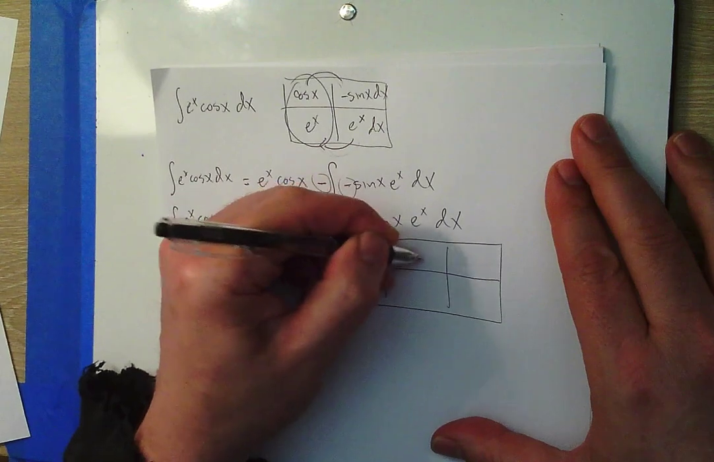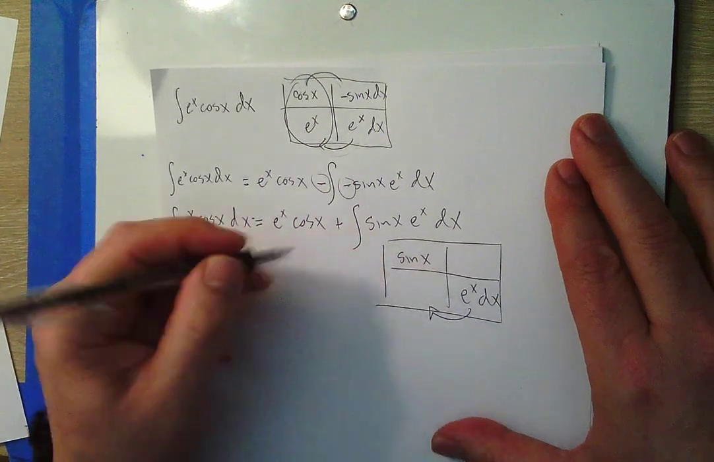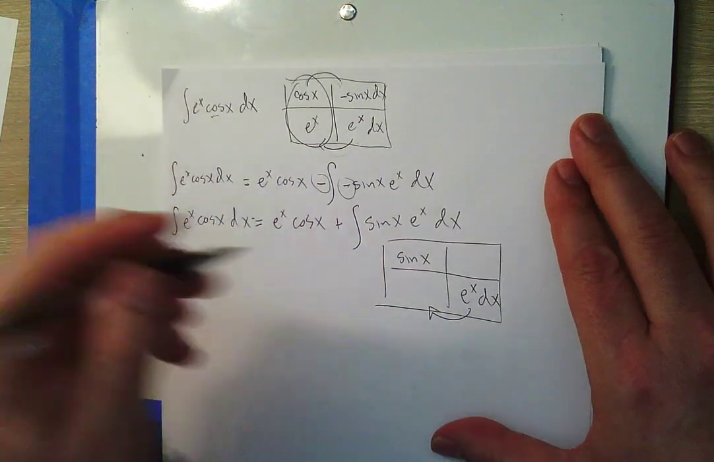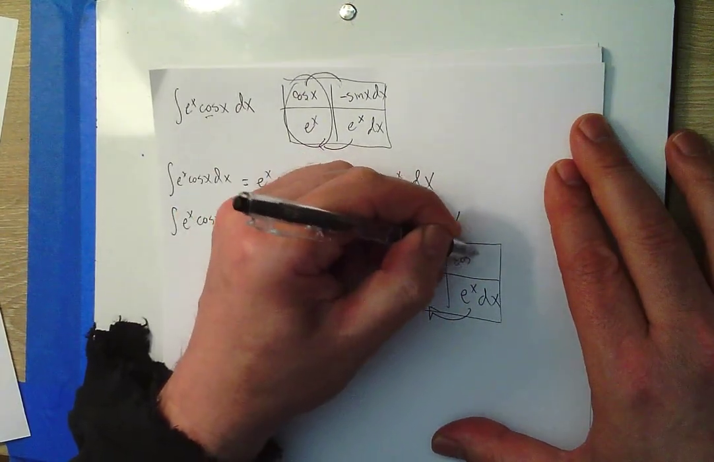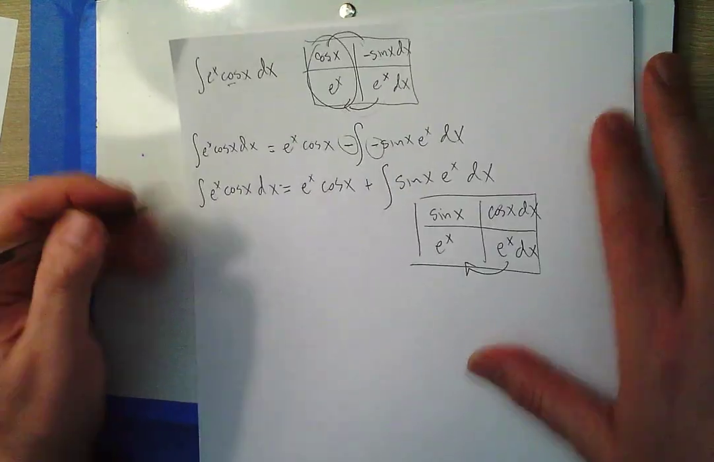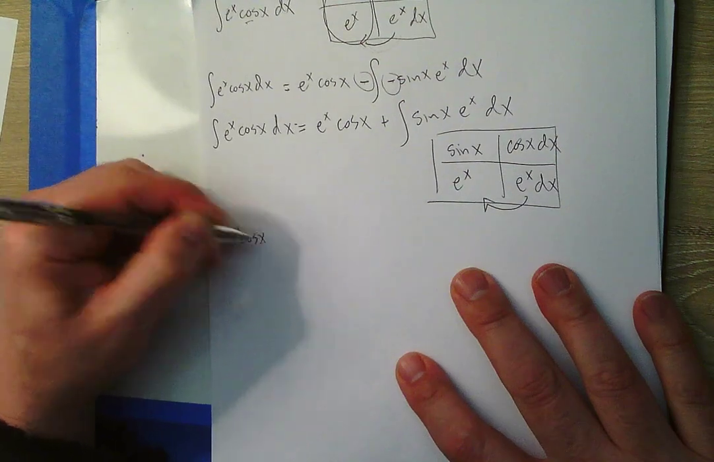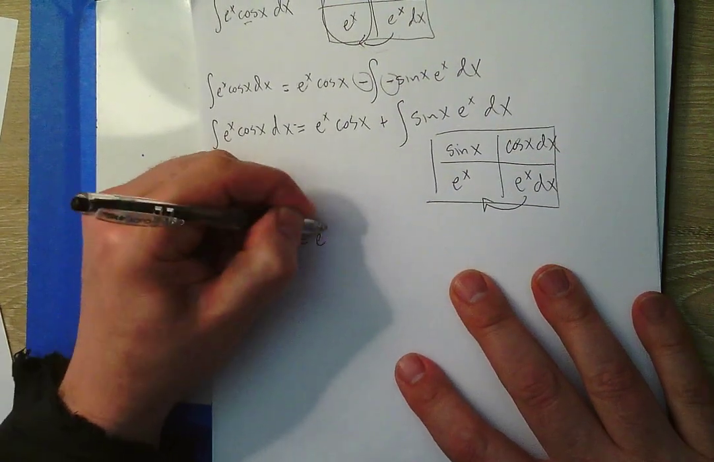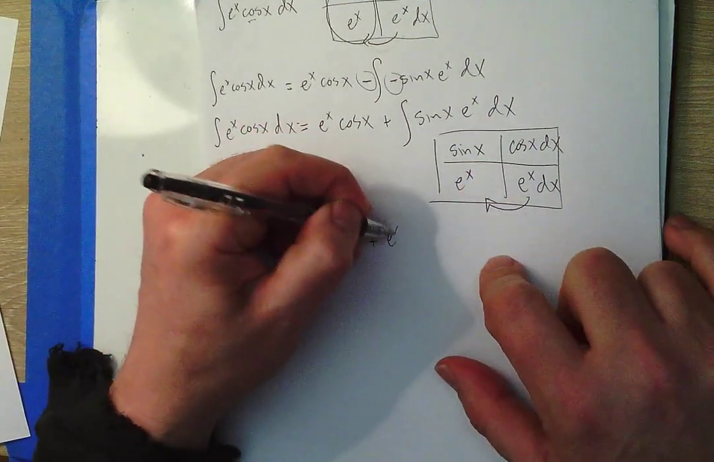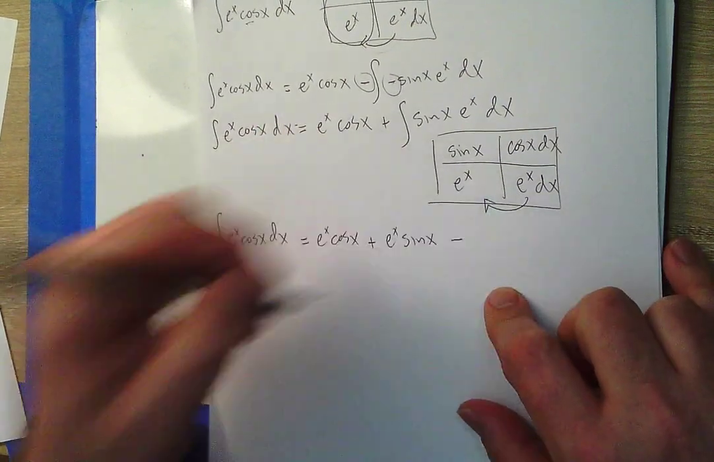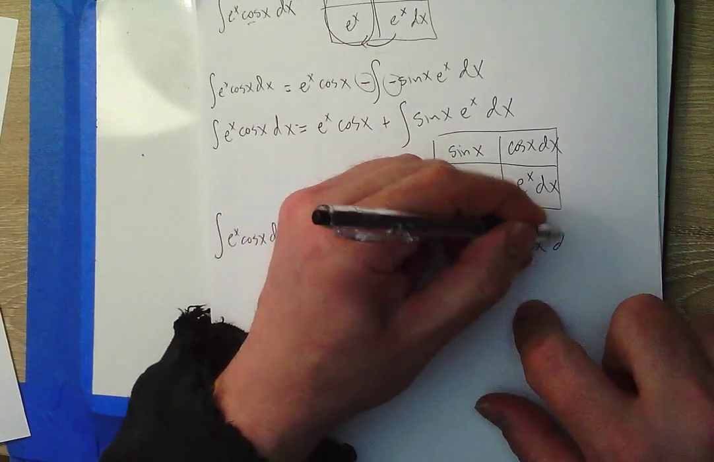Again, put the trig function where you put it before, and the exponential function where you had it before. Otherwise, you'll just undo everything and end up where you started. So here we'll have e to the x as the antiderivative, and the derivative of sine is cosine x dx. Okay, so then my next step would be the integral of e to the x cosine x dx equals e to the x cosine x plus this times this, e to the x sine x, minus the integral of this times this, e to the x cosine x dx.